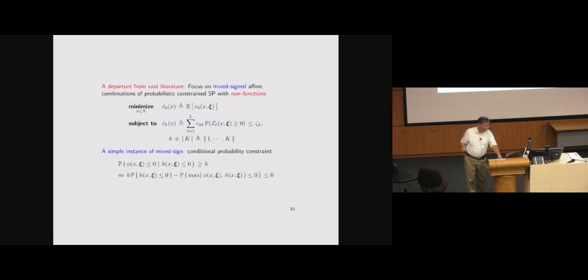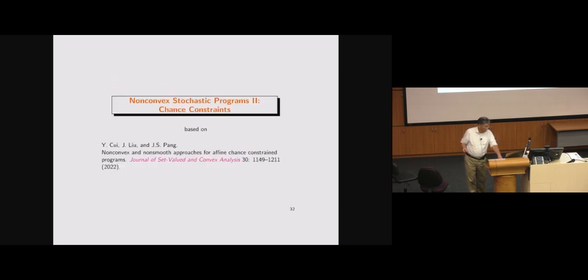Okay? So the third topic was supposed to be chance constraints, right? This was supposed to be the topic for the second lecture. You can see that it was recently published, in Set-Valued and Variational Analysis. The paper is quite long, about 60-some pages.